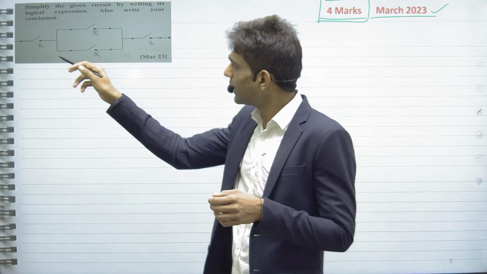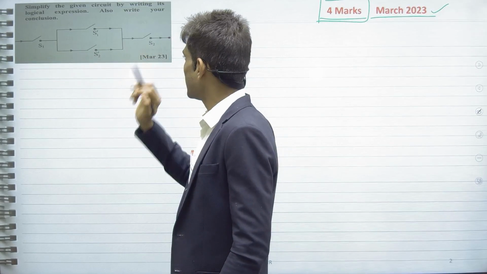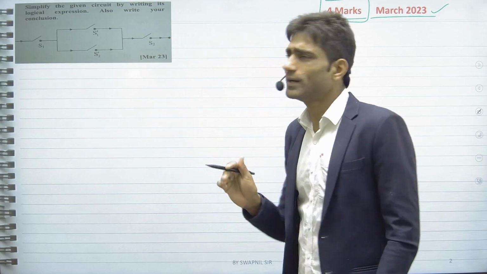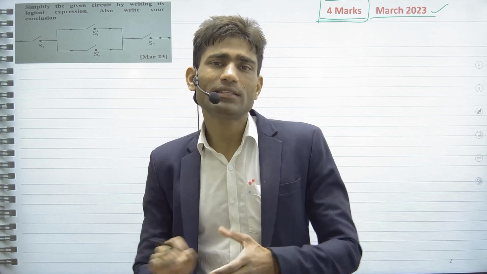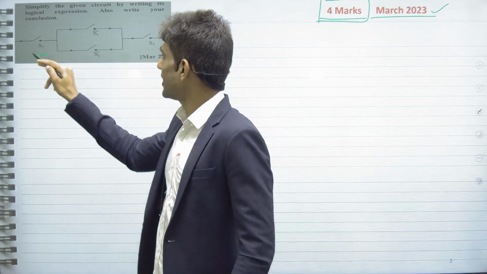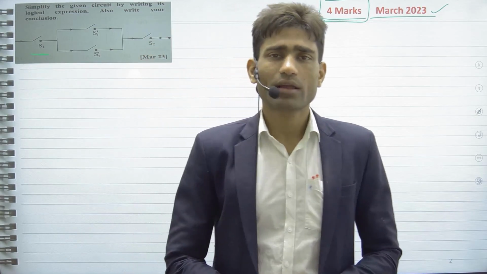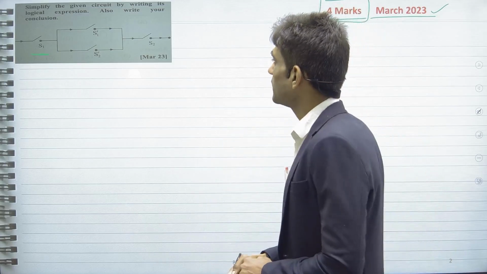Now see how many switches we have here: S1, S1 dash, S2 dash and S2. Whenever such examples come in your board exam, first of all you need to define the circuit switches. So the first task is to define the switches from our logical circuit. Once you understand the switches, the subsequent part you can define using the logical expression.